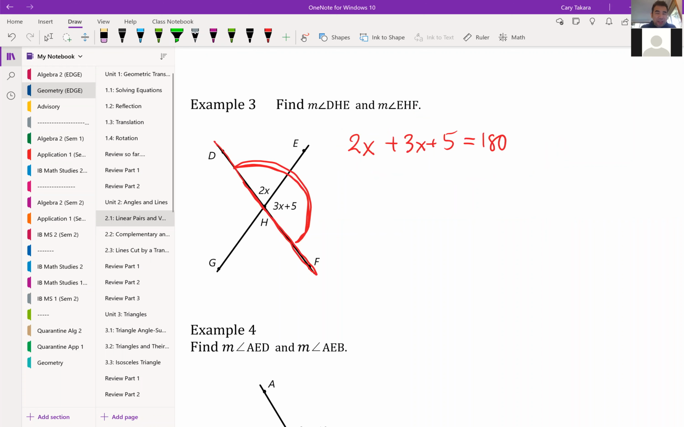Now let's solve for x. Now here comes your solving equation skills that we've done a little bit at the beginning of the year. You guys remember that a couple weeks ago? 2x and 3x, they're on the same side, same team. So let's simplify. It's 5x plus 5 equals 180. Are you guys with me?